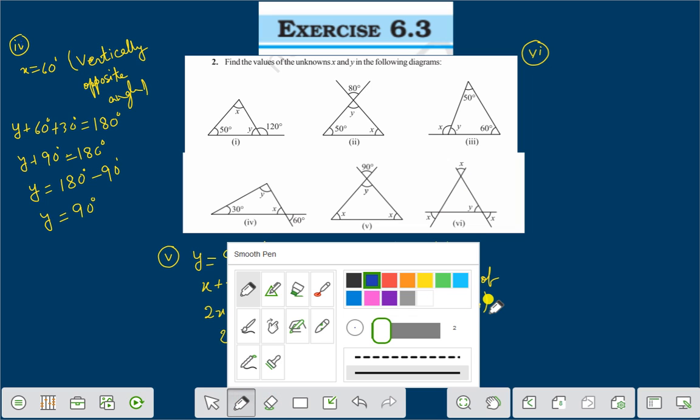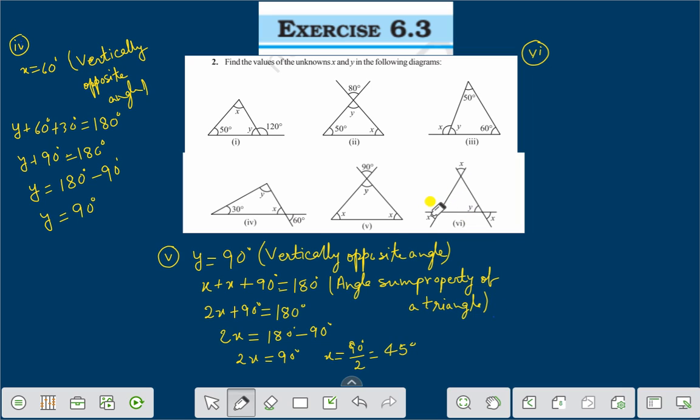Here you see, this is x. That means this is also x. Why? Because this is a vertically opposite angle. Here you see this is x and x is equal to y, that means this is also x. And this angle is x. That means this angle is also x because this is a vertically opposite angle. Then all the angles are x.